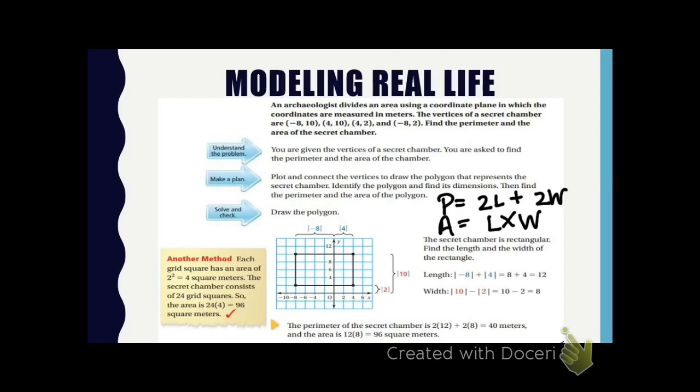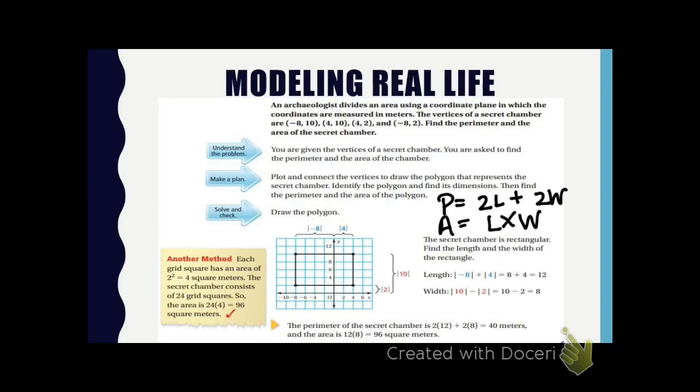All right, then find the perimeter and the area of the polygon. And I'm going to do that by finding the distance between the points, what you've been doing. Okay, so solve and check. So we drew the polygon. It says the secret chamber is rectangular, so find the length and the width of the rectangle.